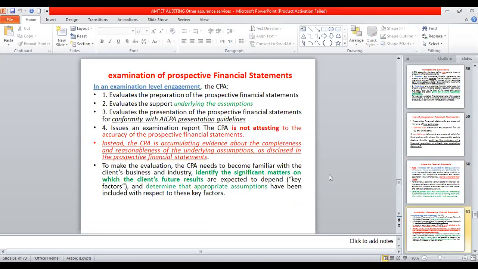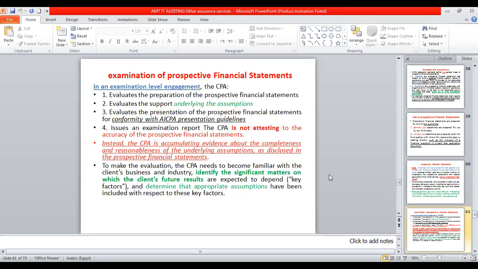The service to be provided related to the prospective financial statements: the auditor, or CPA firm, will examine the prospective financial statements. At the examination level, the CPA firm should evaluate the preparation of prospective financial statements. Also, the CPA firm should evaluate the support underlying the assumptions.